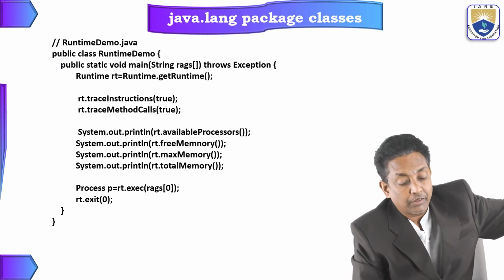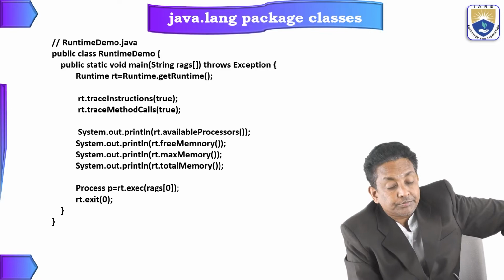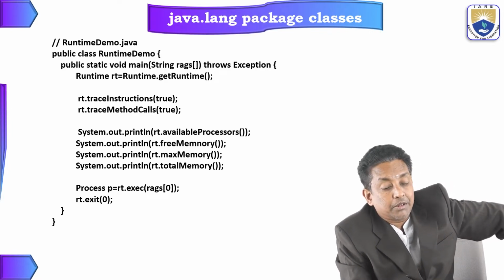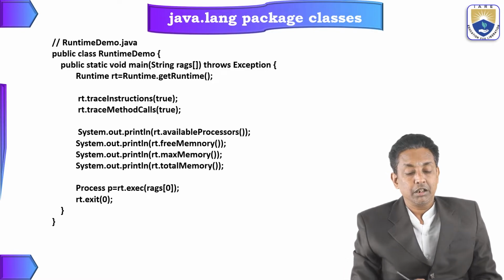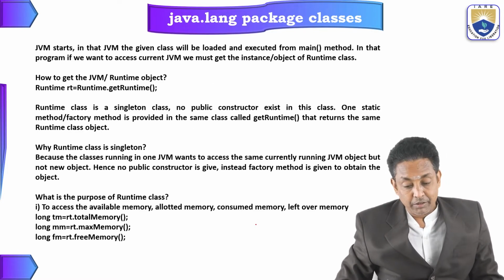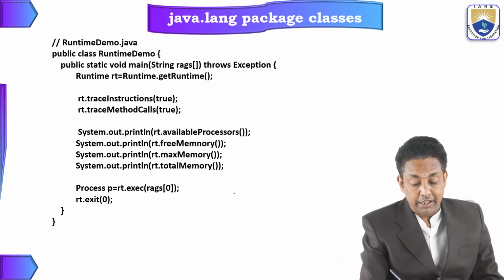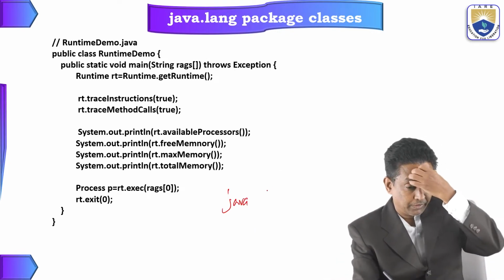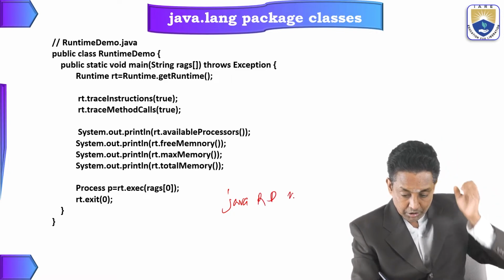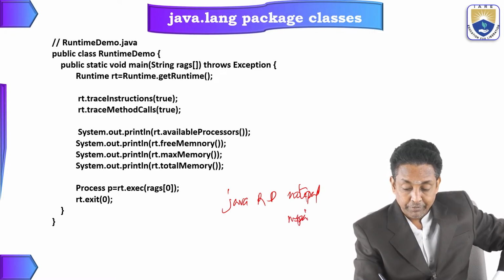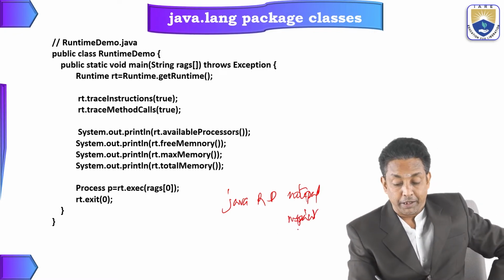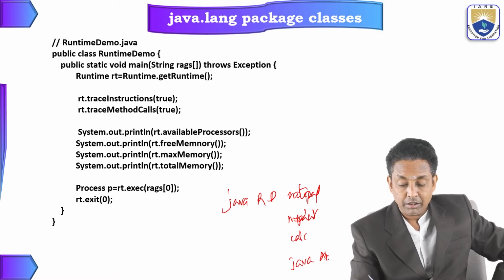Here is the example. On Runtime.getRuntime, a static method we are calling, runtime.traceInstructions true, traceMethodCalls true, availableProcessors, freeMemory, maxMemory, totalMemory. Runtime.exec, into this program you pass any program as argument, Java or RuntimeDemo, you give notepad. Similarly, MS Paint, notepad, MS Paint, calculator, javac, any file name, java.